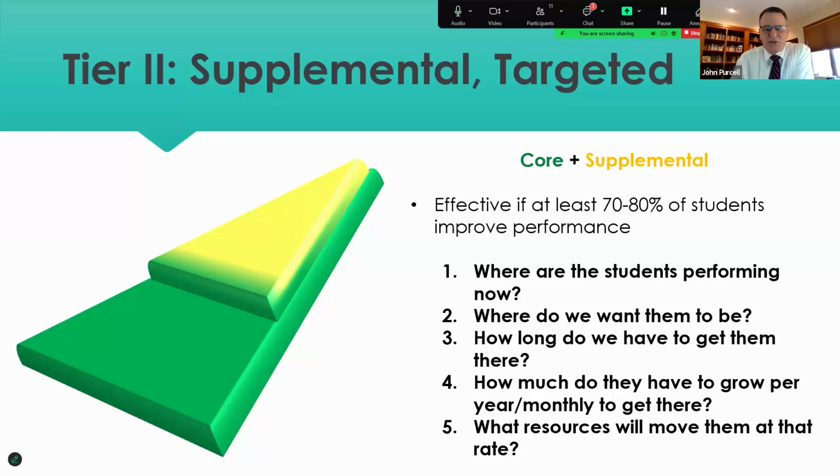Again, 70 to 80% of the students are improving in their performance. Just like before, in our targeted, we're still looking at what they must know and be able to do. Now that they're getting targeted and focused support, and those two words are critical. It is focused and it is targeted, because number one on here, are students performing, where are they performing now, and where do we want them to be? That ongoing assessment leads us to number two, that goal that we should have.